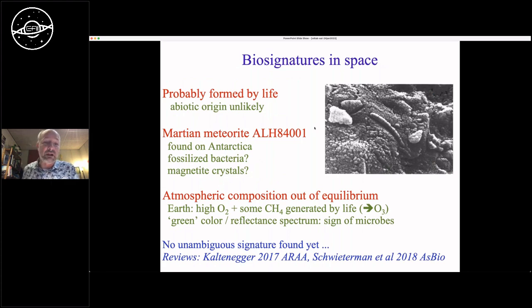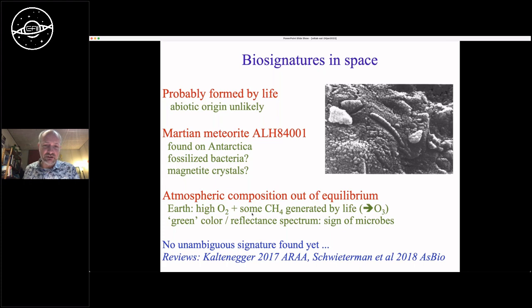Other colleagues look for biosignatures in space. For example, on Mars, this is an example of a meteorite that actually came to us from Mars, and people have studied this in great detail, looking for fossilized bacteria or for signs of life on this meteorite. I don't think they have managed to really convince everybody, but you know, people keep trying this.